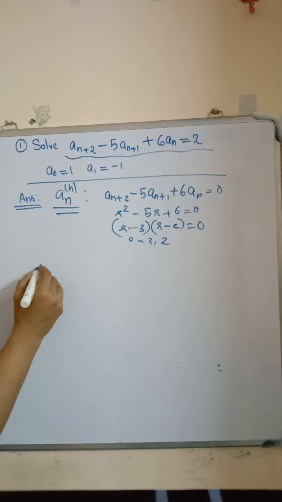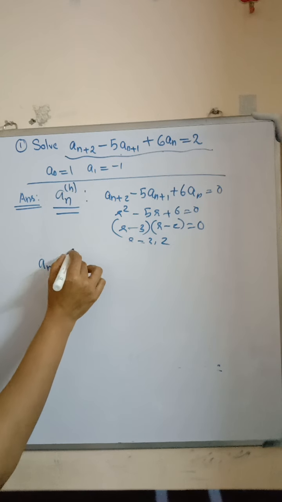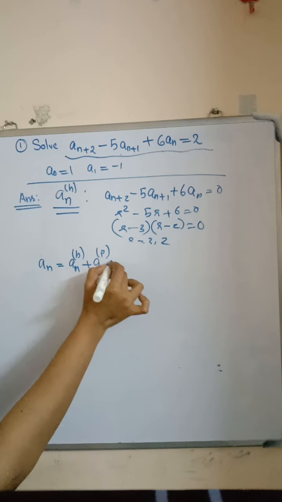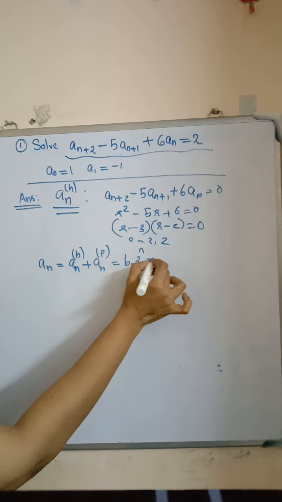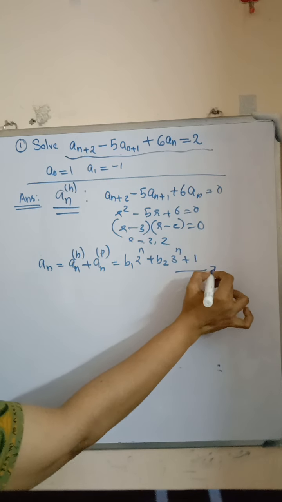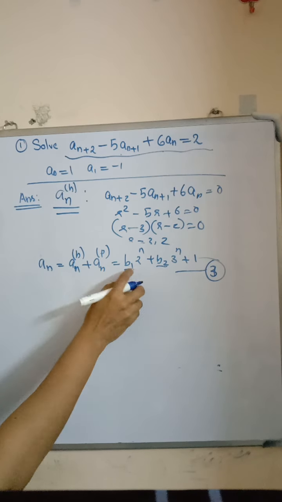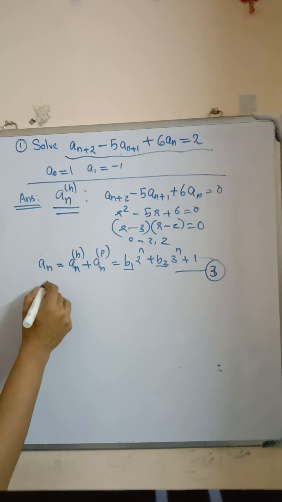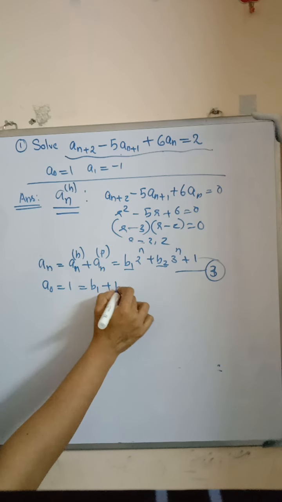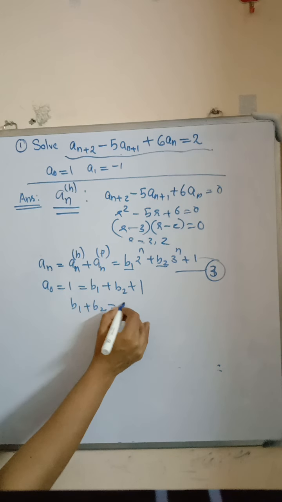Therefore, the solution a n is equal to a n h plus a n p, that is equal to B1 2 raised to n plus B2 3 raised to n plus 1. Call this equation 3. Now we want to find these constants B1 and B2 using the initial conditions. A0 is equal to 1, that is equal to B1 2 raised to 0 plus B2 3 raised to 0 plus 1. So B1 plus B2 is equal to 0.